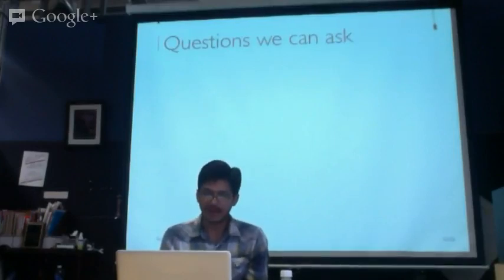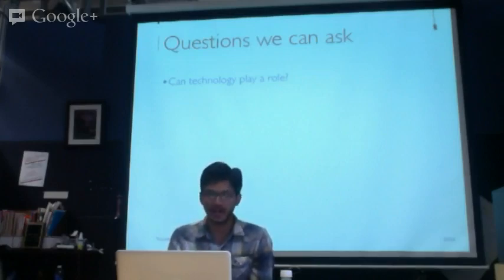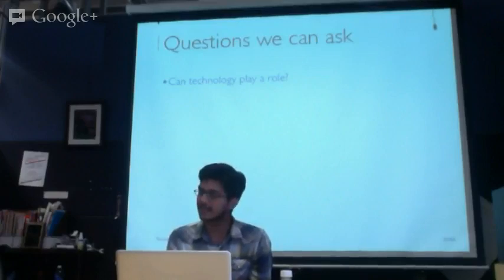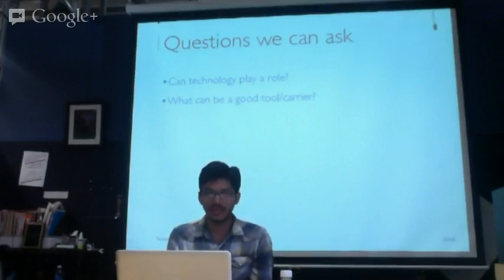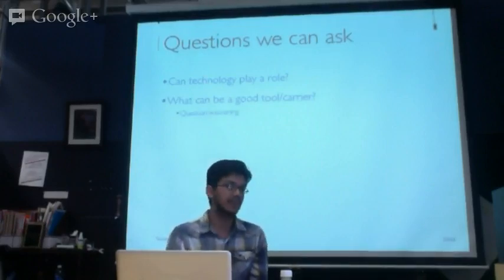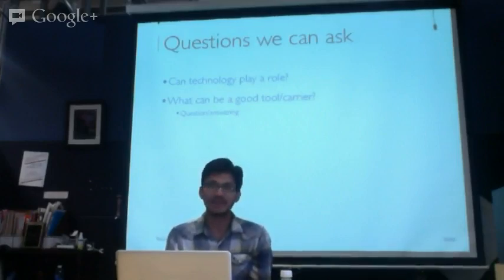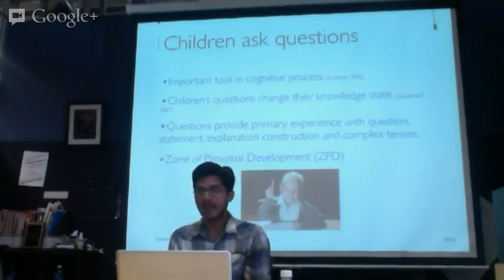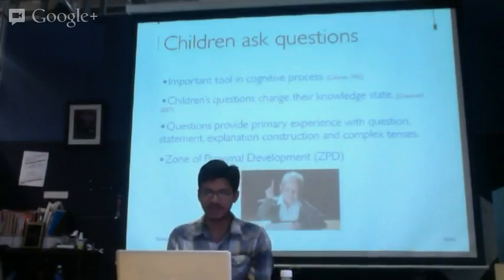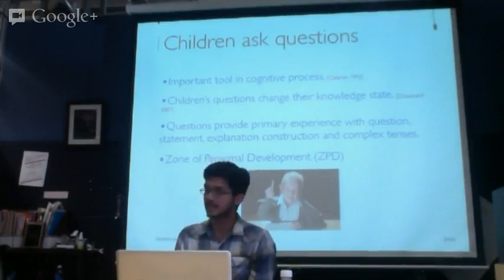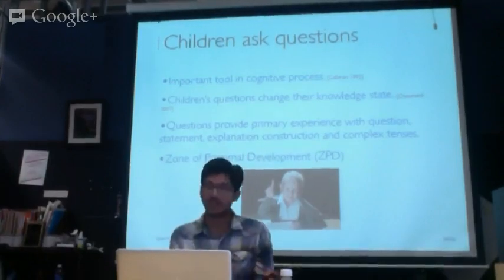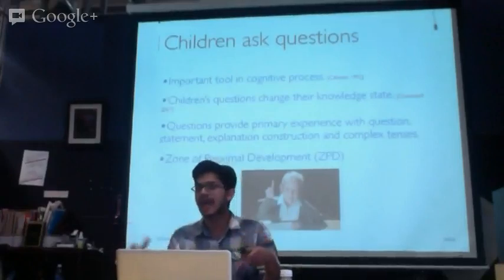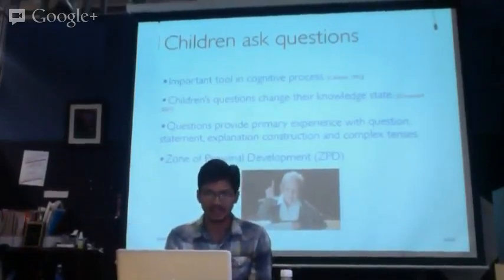So at this point, the question we can ask is, can technology play a role here? Given the importance of early child literacy, is there something that technology could assist in? And what could be a good tool or carrier for this technology? We believe that it could be question answering, because it turns out that children ask lots of questions. They're naturally primed to do so. It has been supported by a lot of research that questions are an essential part of language development, and they provide primary experience and exposure with things like question construction, statement construction, and complex tenses. So they seem like a good tool on which you could base a technology like this.